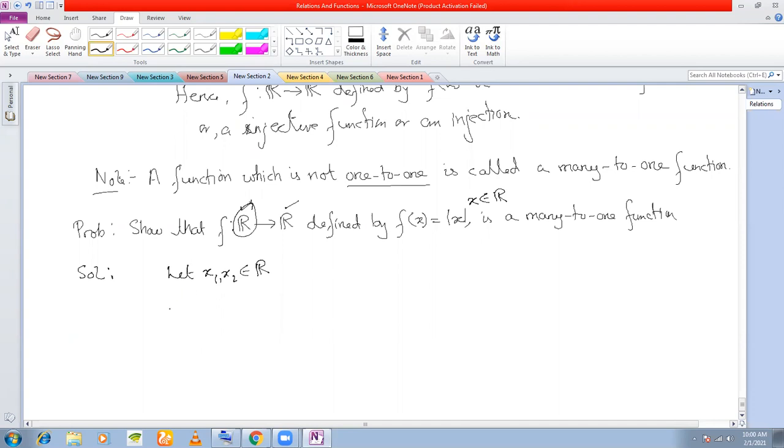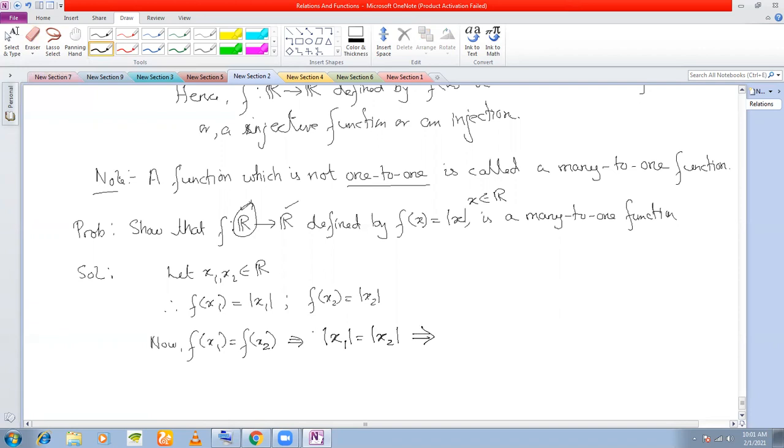Therefore, what is f(x1)? It is mod x1. And what is f(x2)? It is mod x2. Now, f(x1) is equal to f(x2) implies mod x1 is equal to mod x2. Does it imply x1 is equal to x2?